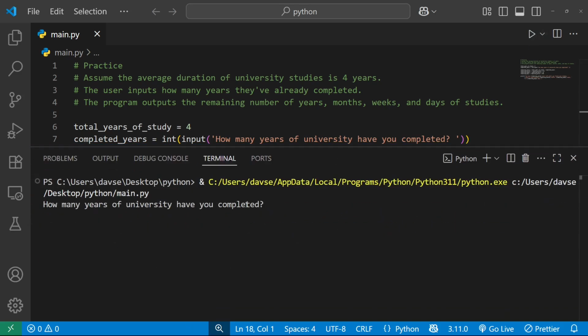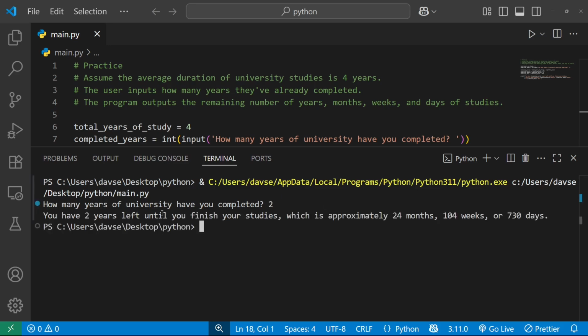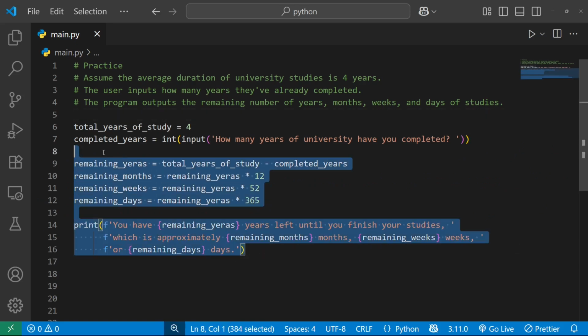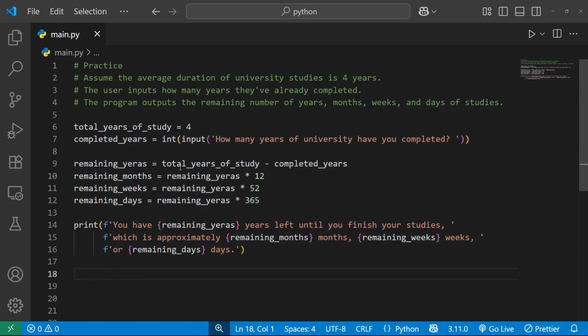Okay, how many years of university have you completed? For example, 2. You have 2 years left until you finish your studies, which is approximately 24 months, 104 weeks, or 730 days. Okay, I think it works. It works fine. So I hope you were successful. I hope you understand why we code this practice like this.